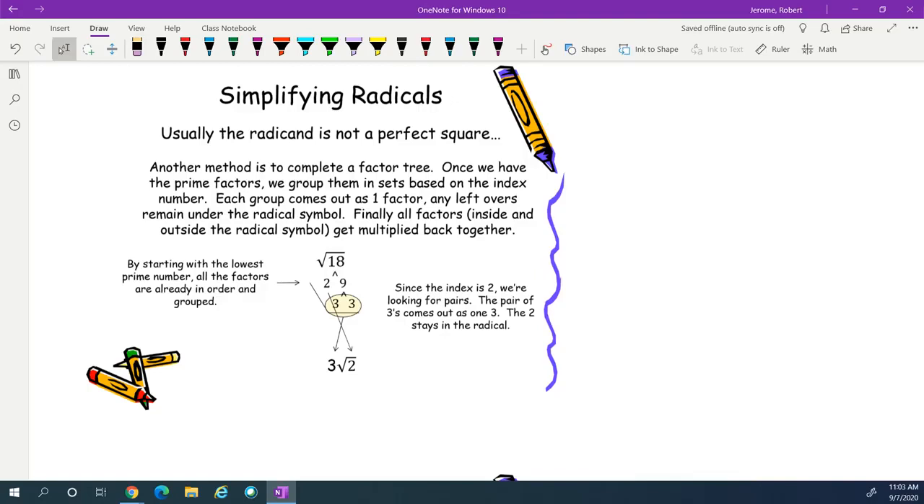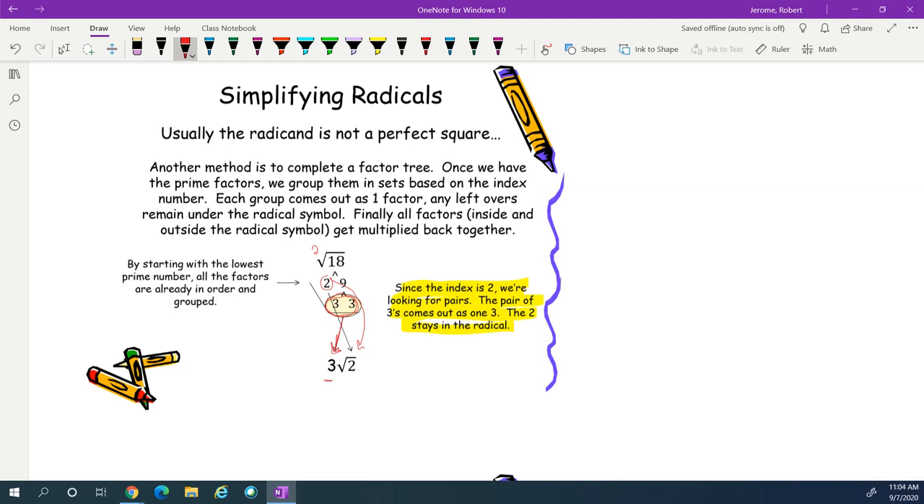And now, since the index was a 2, I want you to look at this paragraph right here. Since the index was a 2, I'm looking for 2 of the same number, or pairs. Each pair will go as one number on the outside. So since we have a pair of 3s, I get a 3 on the outside. The 2 is going to stay underneath the radical symbol. And we get the same 3 square root 2 that we did a few minutes ago.